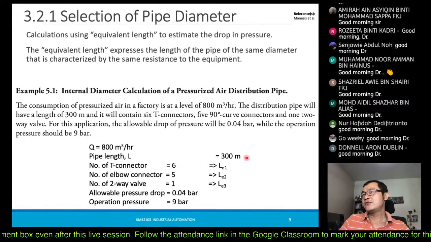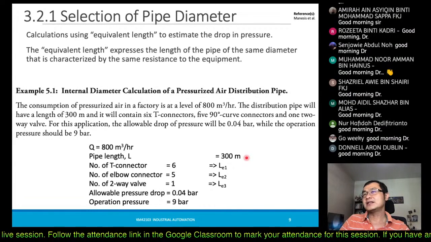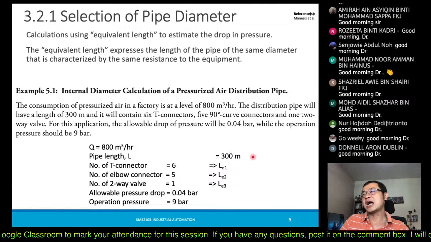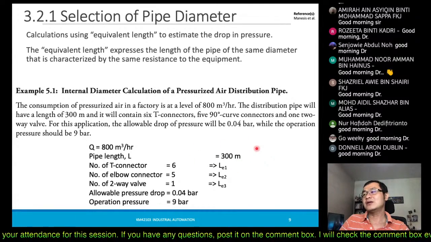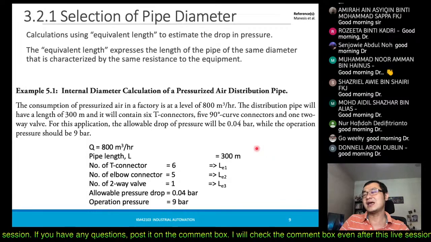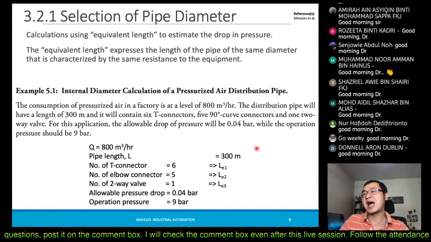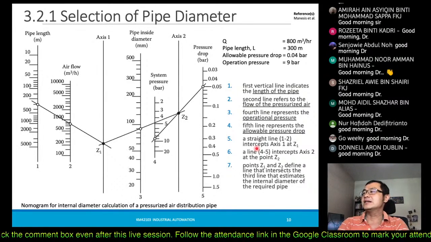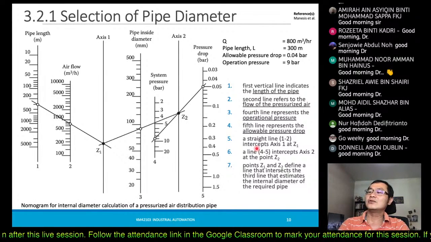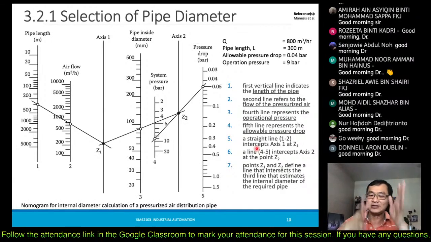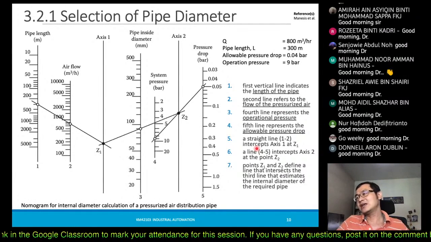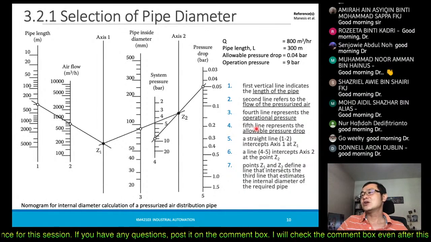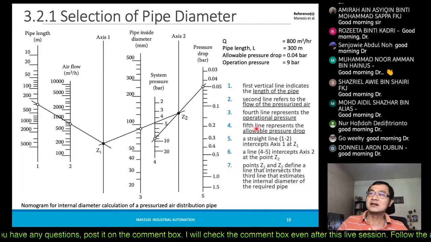If you use a fluid mechanics book, you may use a Moody chart and so on to calculate the friction and pressure drop across the pipes. Here we have what we call a nomogram. A nomogram is just a ruler-type chart that helps us to visualize or to select faster.